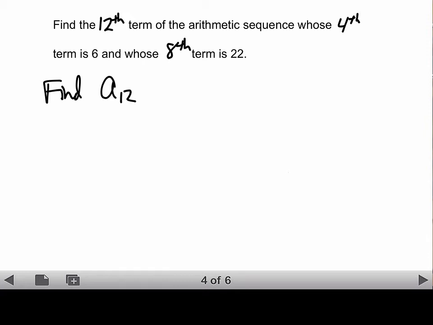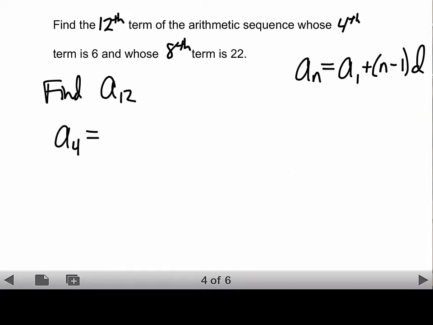In fact, I'm going to write down what I know right now about arithmetic sequences, and that is the nth term, a sub n, is equal to a sub 1 plus the quantity of n minus 1 times d. Back to the reading. Of the arithmetic sequence whose 4th term is 6, pause, a sub 4 is equal to 6. That's the 4th term. And whose 8th term is 22. So a sub 8 is equal to 22.